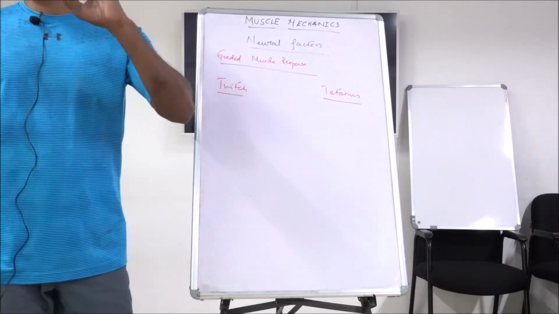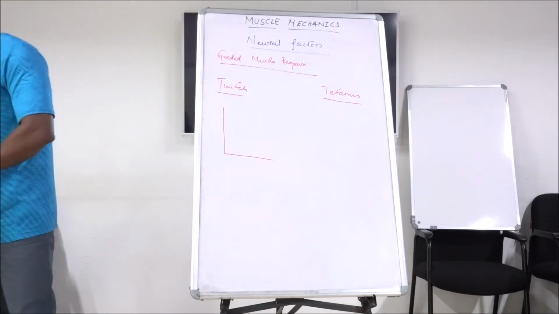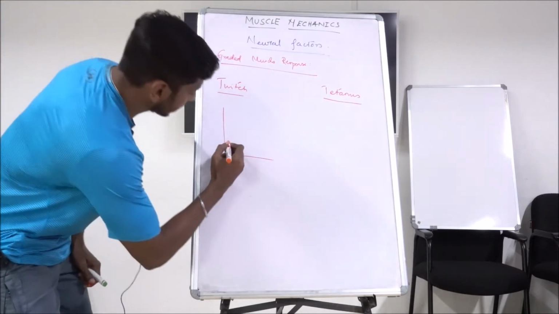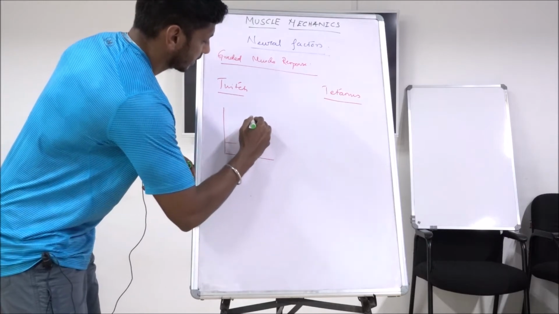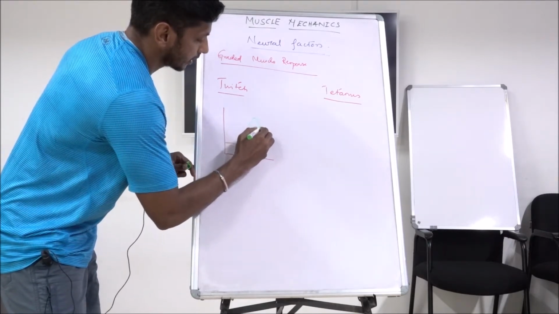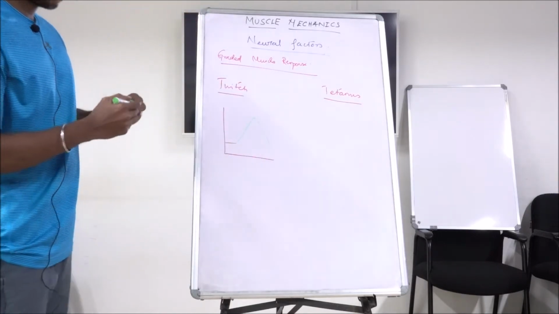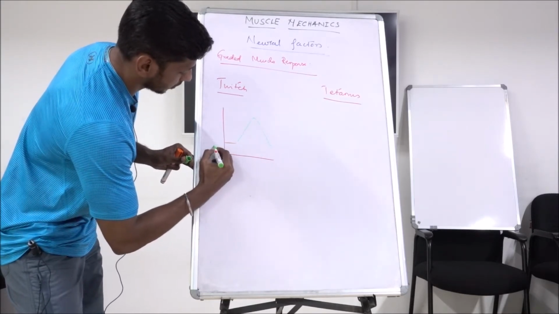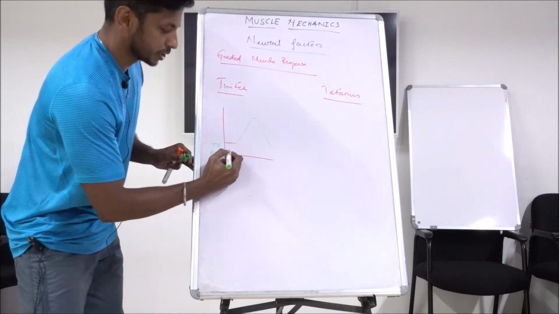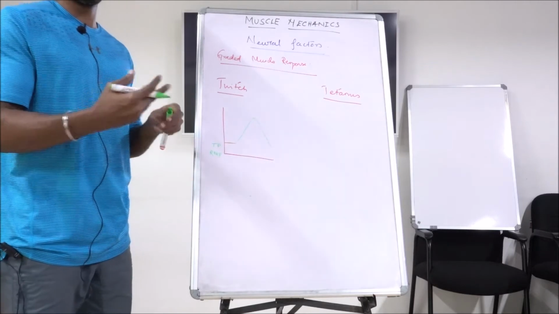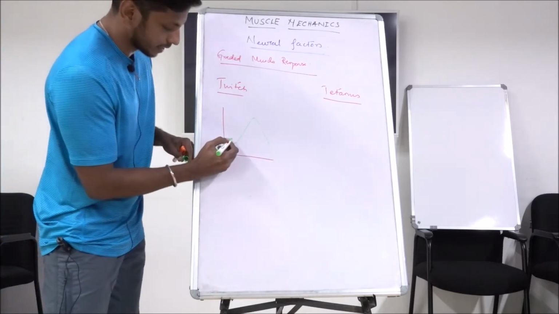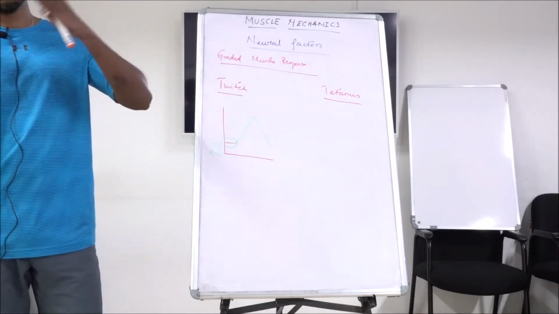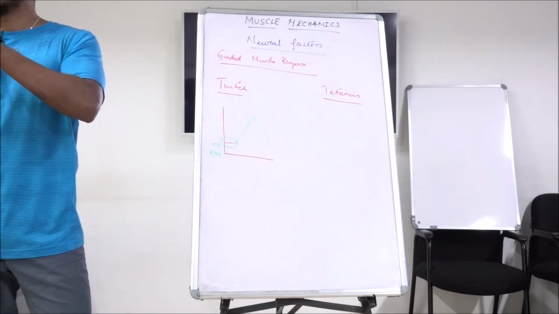The twitch response has three phases. One is the latent phase. Second one is the contraction phase, and the third one is the relaxation phase or the refractory phase. So the latent phase, and then the contraction phase, and then finally the relaxation phase or the refractory phase. Before this you have a resting membrane potential, here you have a threshold potential. That means your potential should reach the threshold, then the muscle starts contracting. While contracting, there is a phase called a latent phase. The latent phase in a twitch is nothing but where the actin and the myosin bind with each other. That is a latent phase.